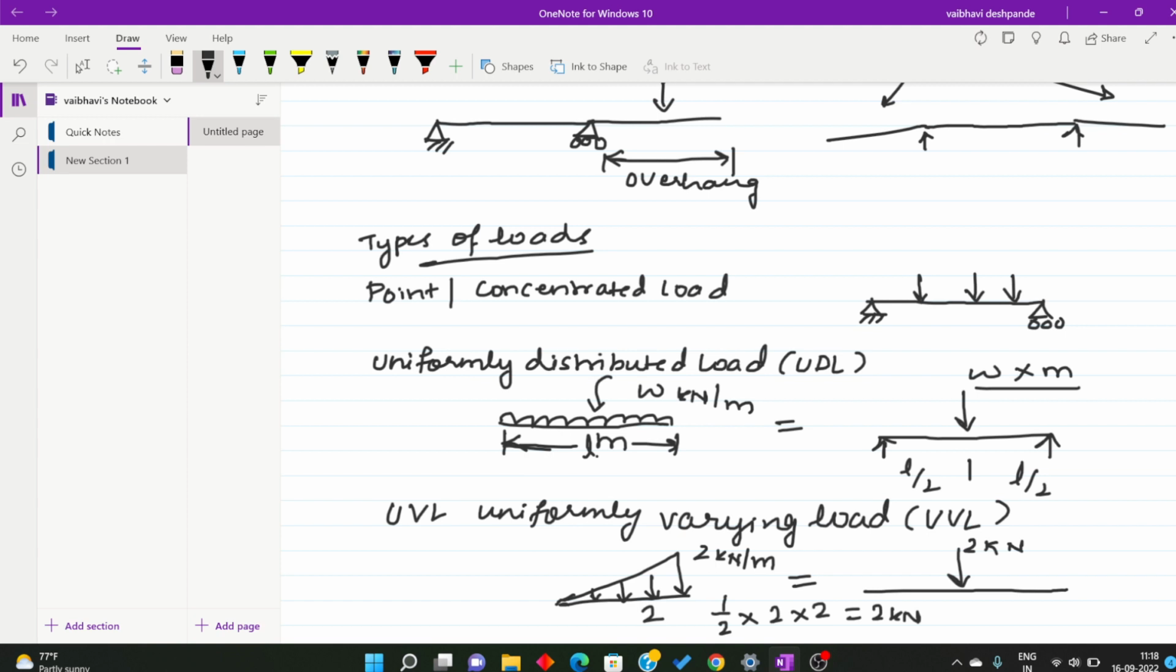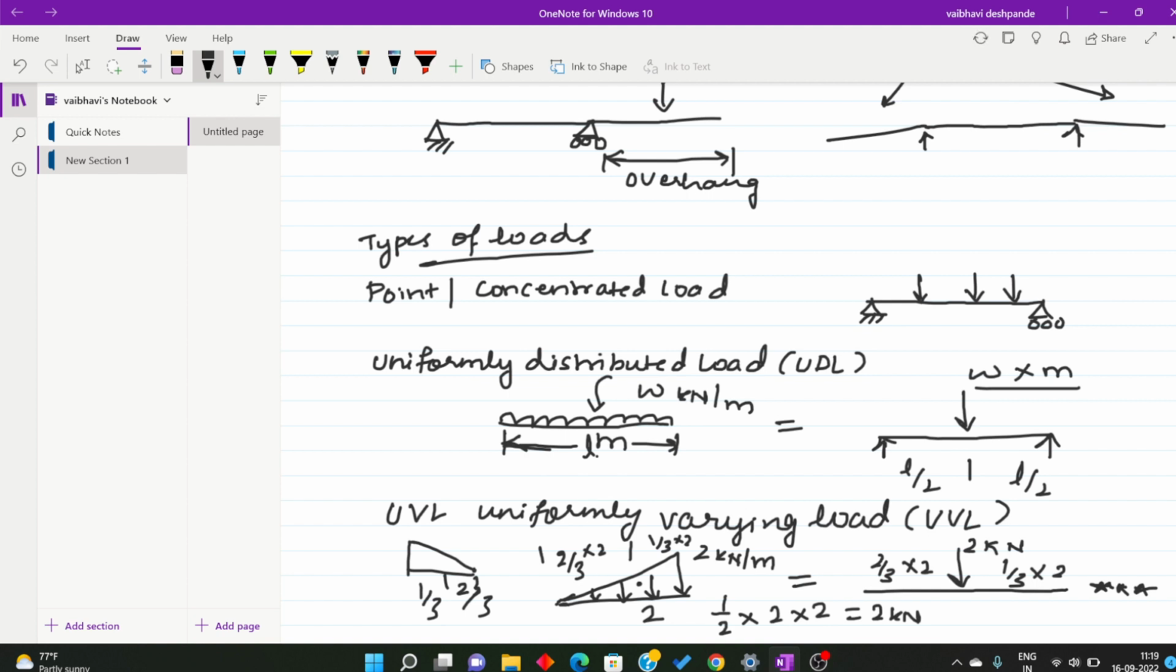where it will be acting at its CG. For triangle, we all know it is at 2/3 of 2 and 1/3 of 2, right? So it will be acting at 2/3 of 2 from the apex and 1/3 of 2 from the base. Okay, so this is very important. While solving problem, you have to remember, if the UVL is given like this, then here it will be 2/3, here it will be 1/3. So we have to carefully take moment. While taking moment only, this will come into picture.